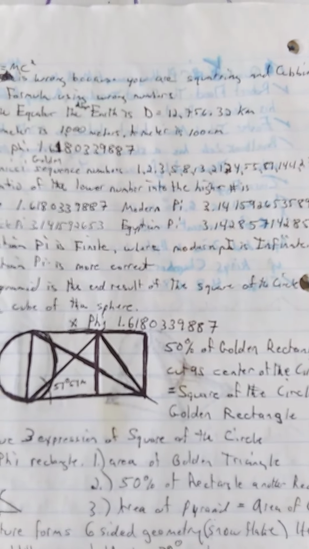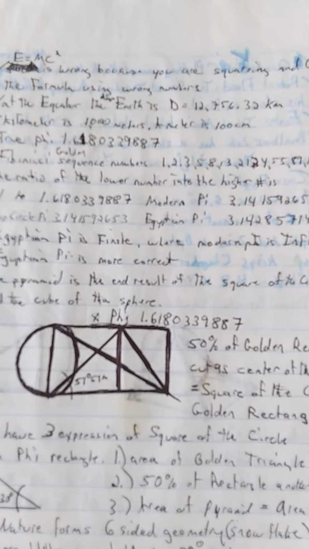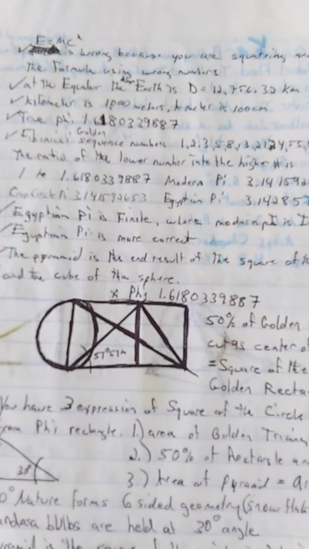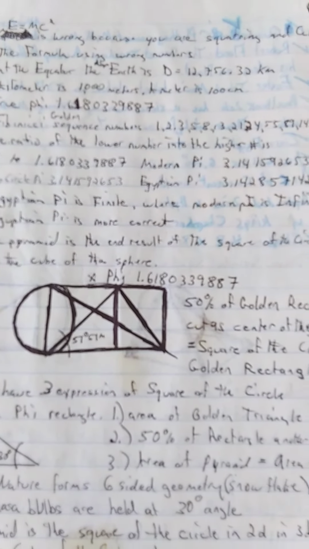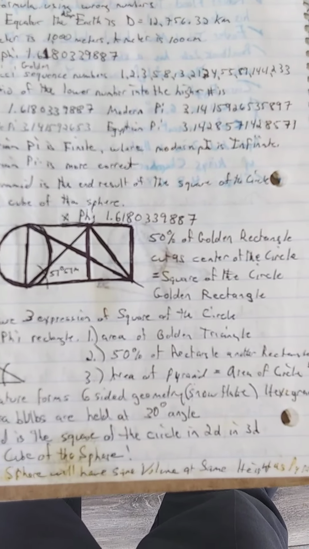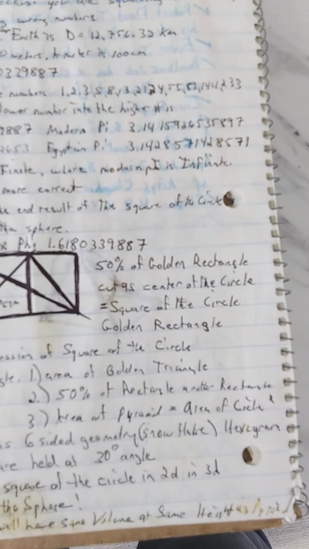The pyramid is the end result of the square of the circle and the cube of the sphere, which is what you're seeing in the Tic Tac UFOs. You're seeing the sphere with that cube inside of it. Okay. So, the pyramid is the end result. And here's how it works.